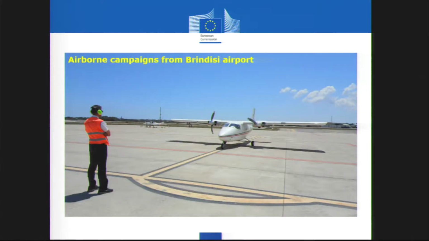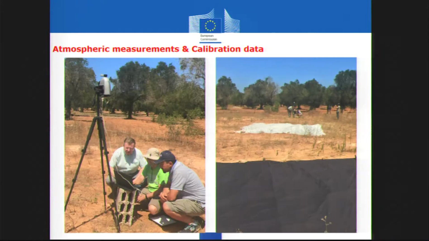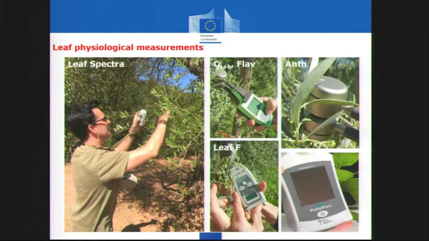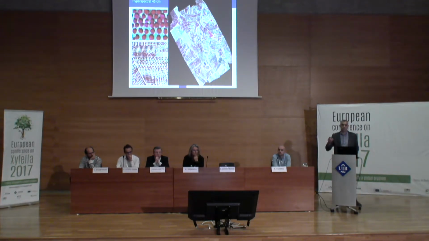comprising hyperspectral, thermal, and RGB. Because this is a collaborative project between JRC, which is coordinating it, CNR from Italy and CSIC from Spain, we coordinated all the airborne campaigns, installing the technology from the National Research Council from CSIC in Cordoba in Spain, and with a field crew collecting data for atmospheric measurements and calibration of data, and for leaf physiological assessments of leaf spectra, chlorophyll, anthocyanins, leaf fluorescence, and other parameters that we measured coincident with the different flights.